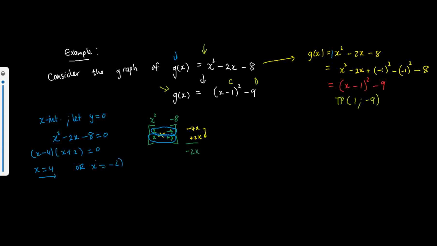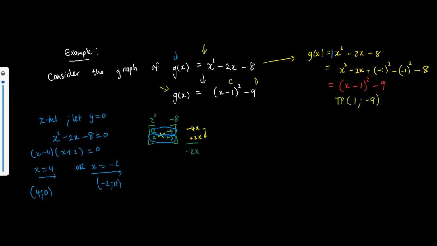So what do I have? And of course, what does that mean? The coordinates are 4 and 0, and we have negative 2 and 0. Okay, good stuff right there.